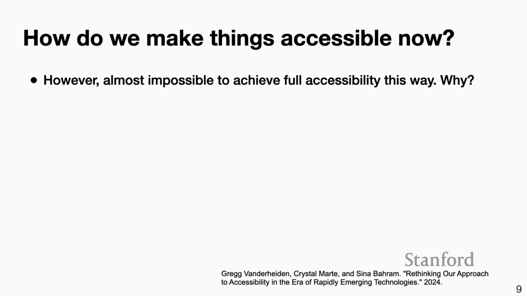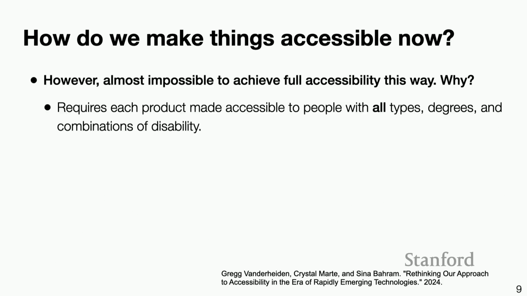However, in reality, there is still only a very small percentage of products that are actually accessible. So why? As pointed out in a recent paper by Grant van der Heijden and co-authors, it is almost impossible to make each thing accessible using this paradigm. The reason is that the current guidelines have hundreds of individual requirements in them, requiring every single developer and company to follow each guideline to improve their products.